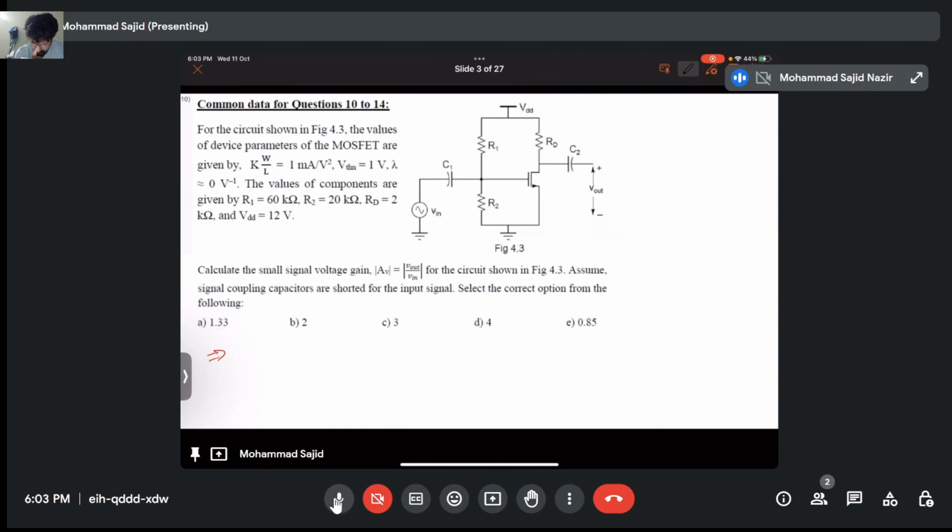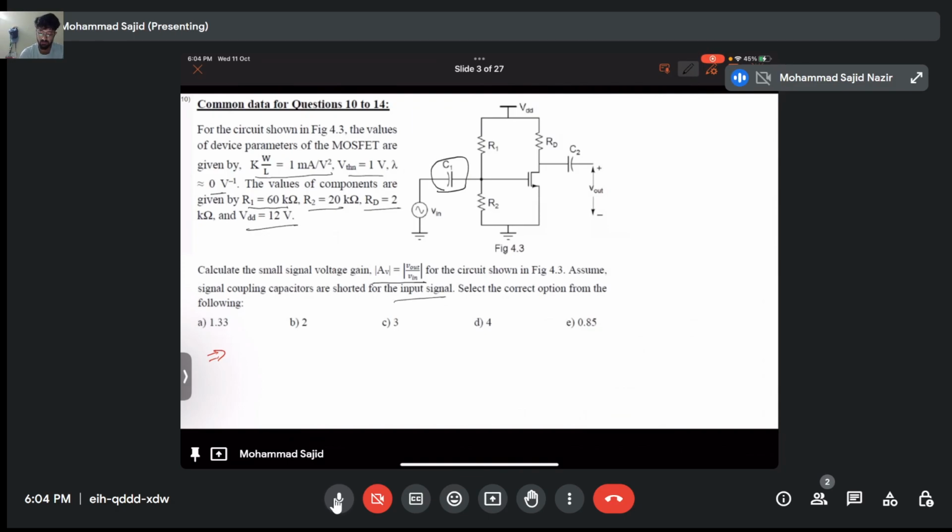We have been given the circuit. The values of device parameters are given: K, VTH, and lambda is 0, so there is no channel modulation. The values of the components are R1, R2, RD, and VDD is 12. We have to find the small signal voltage gain. That means we need to draw an equivalent circuit. Assume signal coupling capacitors, that is, this capacitor, are shorted for the input signal.